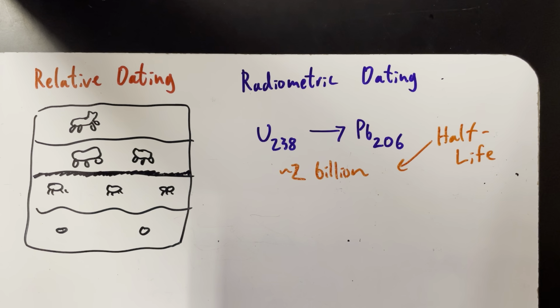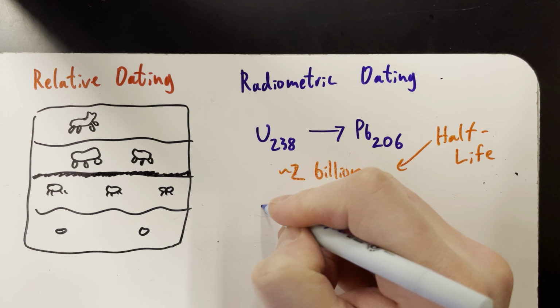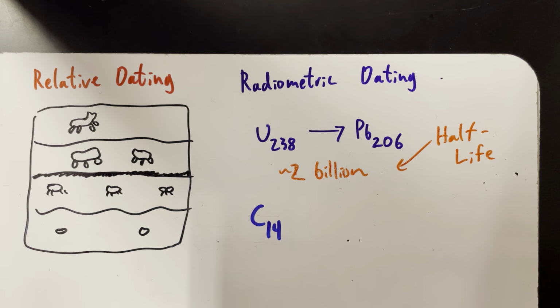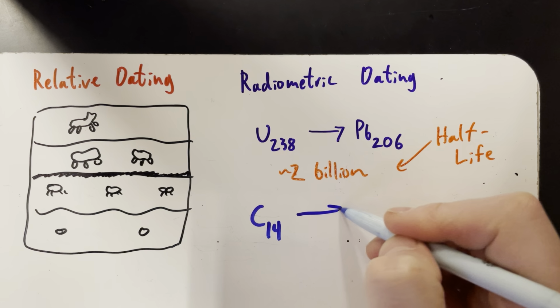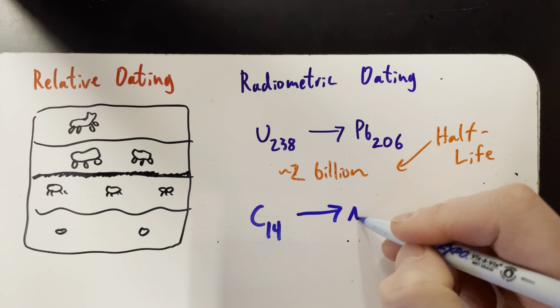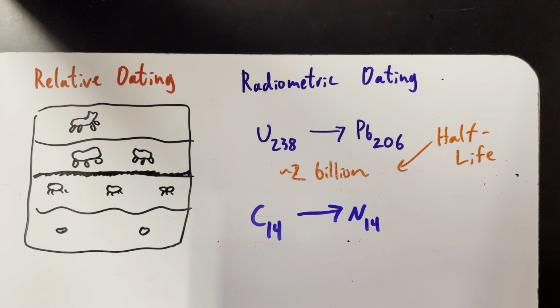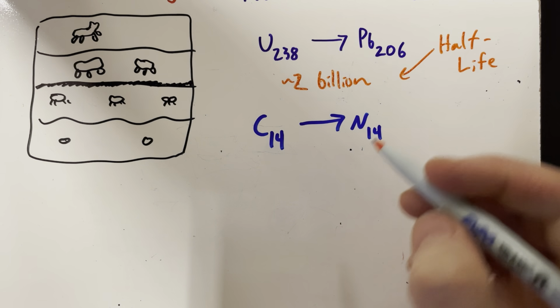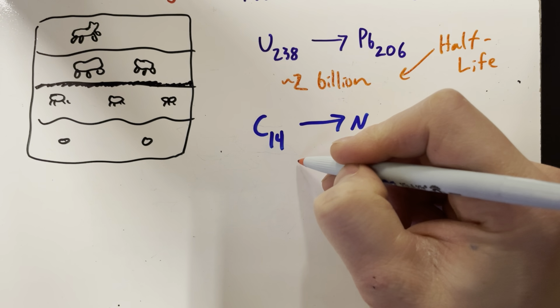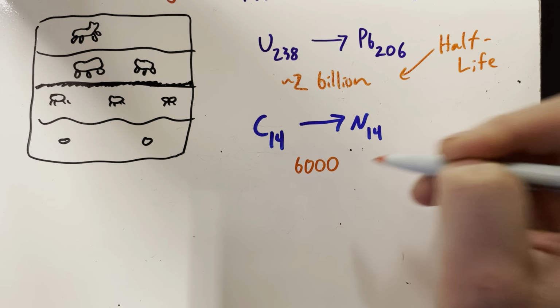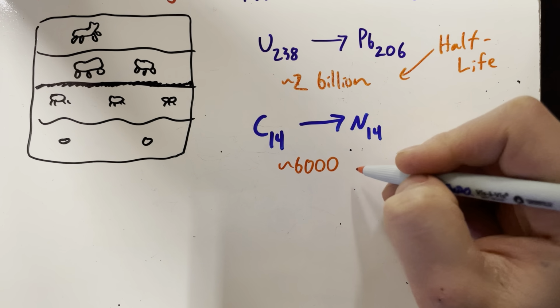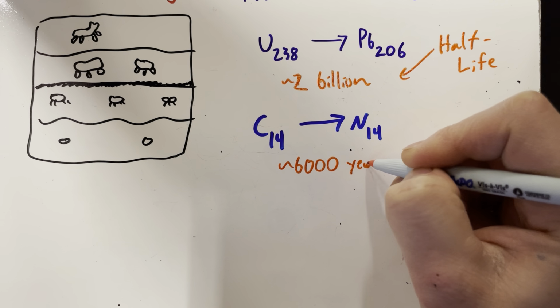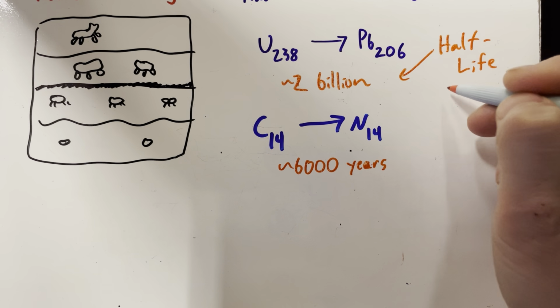How do they carbon date stuff? I'm curious. We'll do carbon next. So carbon is the isotope carbon-14. Carbon-14 decays into nitrogen-14. And this takes about 5,000, I'll put 6,000, I think rounds up. Approximately 6,000 years is its half-life.